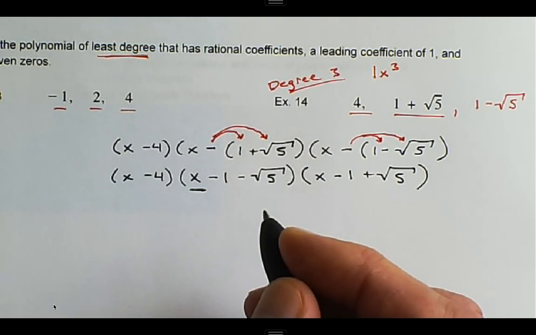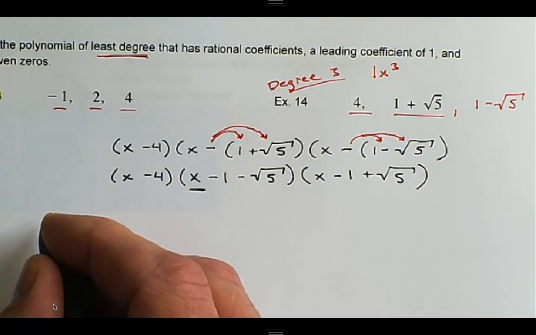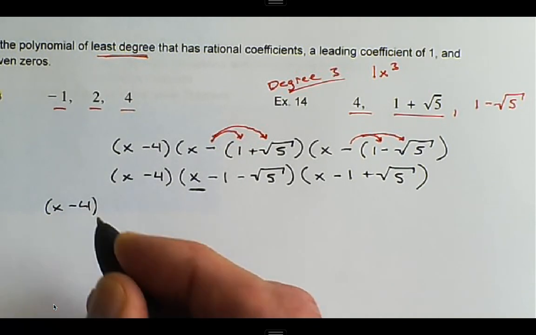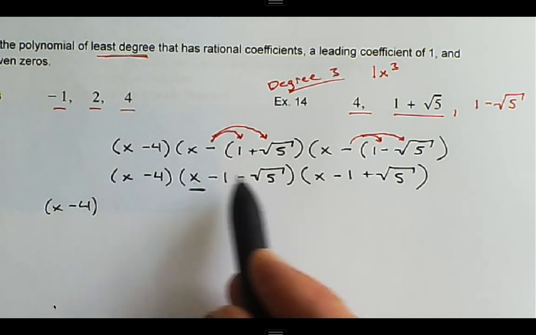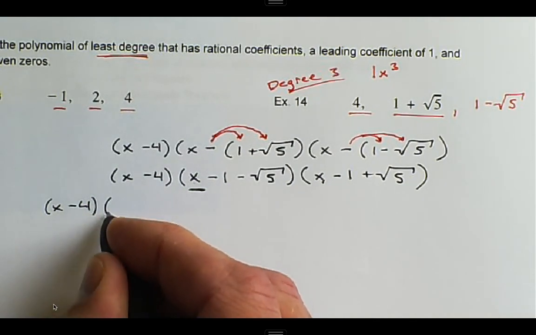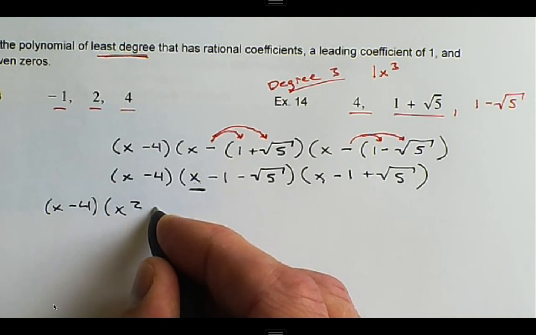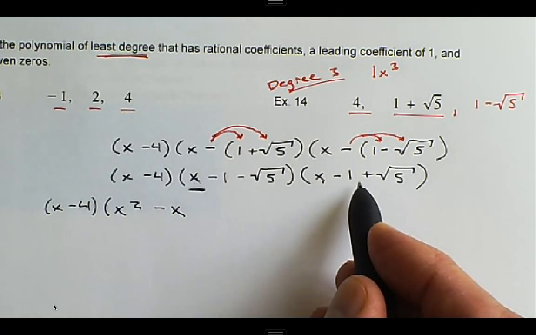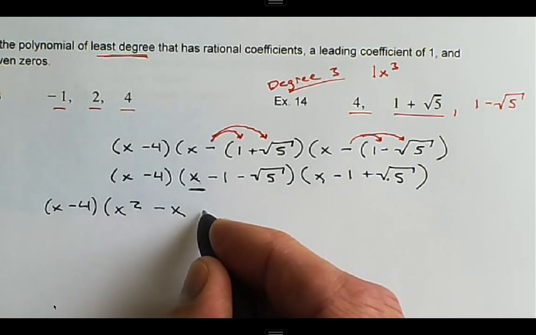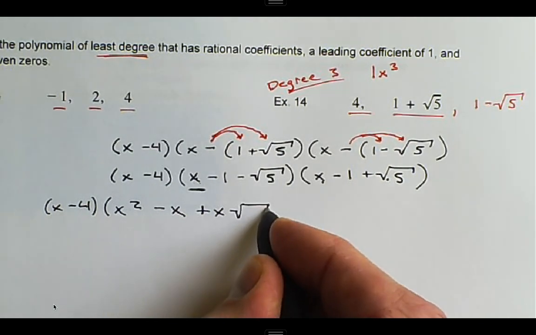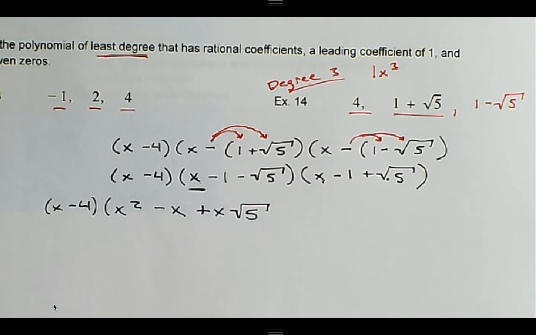So I'll start with the x here. Actually, let's start by writing down the binomial up front, which is x minus 4. We want to make sure we keep that. So x times x is x squared. X times negative 1 is negative x. X times the square root of 5 is plus x times the square root of 5.